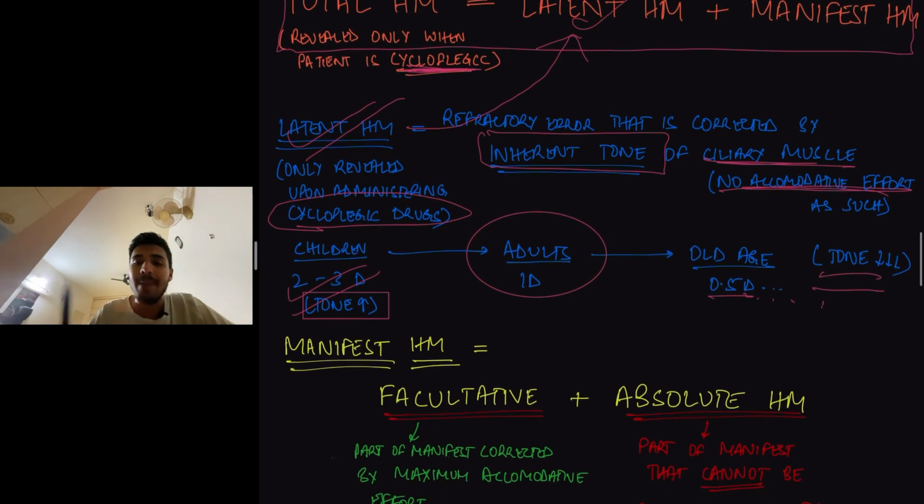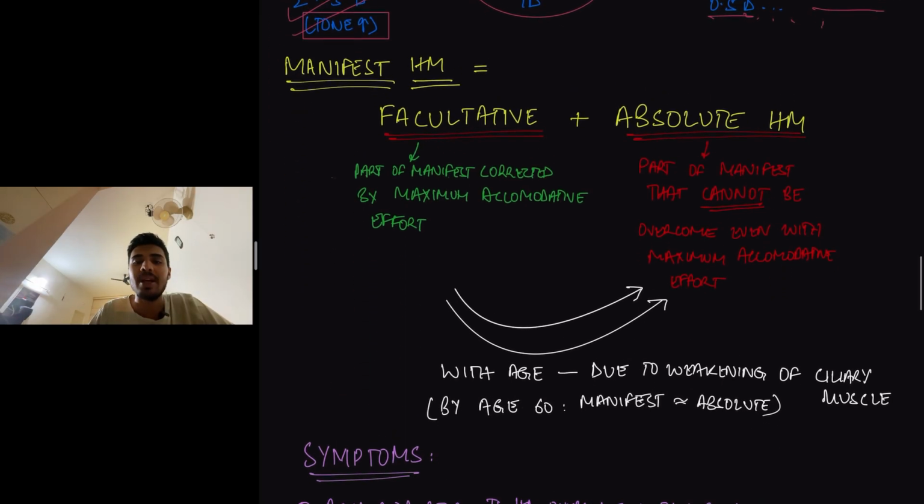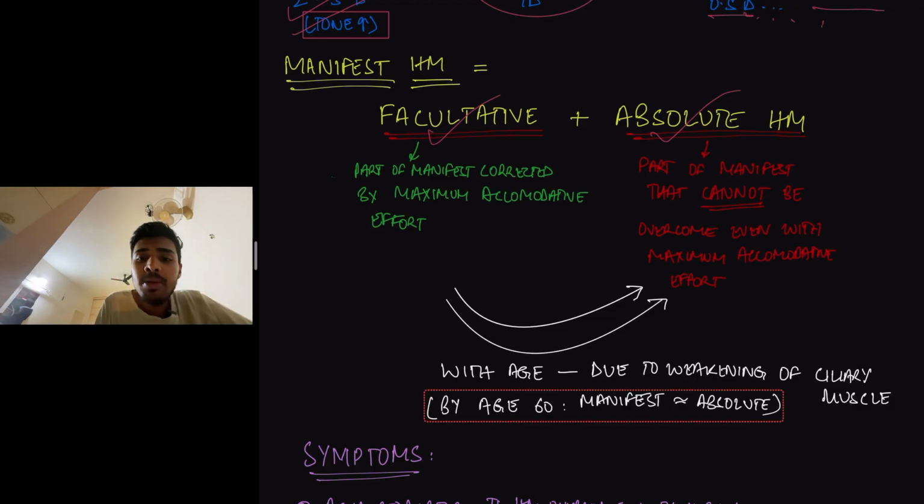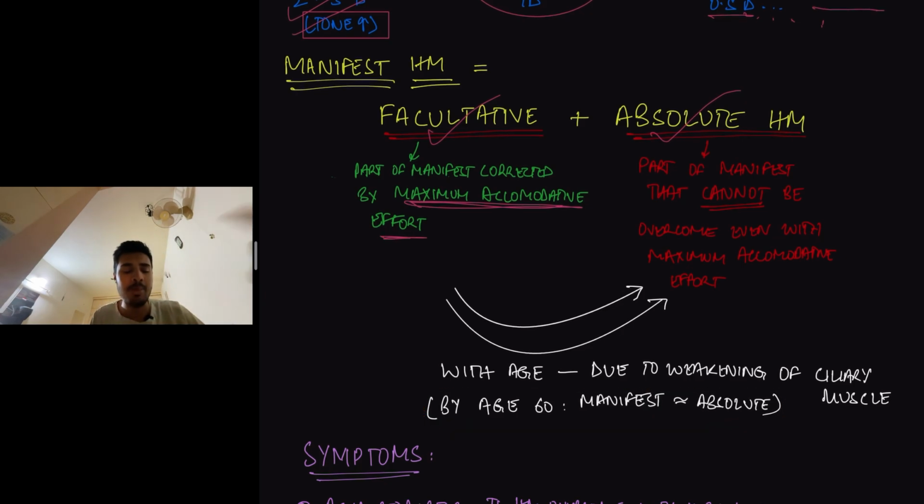Second component is manifest hypermetropia. Now, what is manifest hypermetropia? Under manifest hypermetropia, we have two further components, facultative and absolute. Now, think about it. Through the inherent tone of the ciliary muscle itself, we corrected some of the hypermetropia. Now, the patient puts in accommodative effort, that is further ciliary muscle contraction. So maximum accommodative effort, even that will correct some amount of hypermetropia, right? The degree of manifest hypermetropia that is corrected by maximum accommodative effort is facultative hypermetropia.